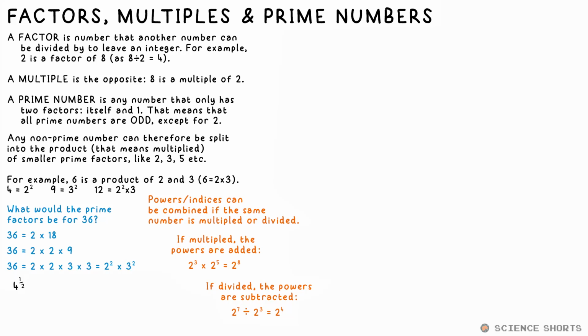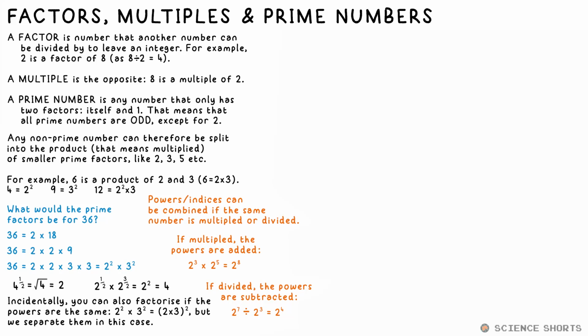Don't forget that if a power is a fraction less than 1, it's a root instead. So 4 to the power of a half is the same as the square root of 4, which is equal to 2. Even with these, you can still add and subtract them. So 2 to the power of a half times 2 to the power of 3 halves gives us 2 to the power of 4 over 2, which is just 2 squared. On the flip side of this, we can multiply or divide numbers with the same power. We say raised to the same power. So 2 squared times 3 squared is the same as 2 times 3 all squared.